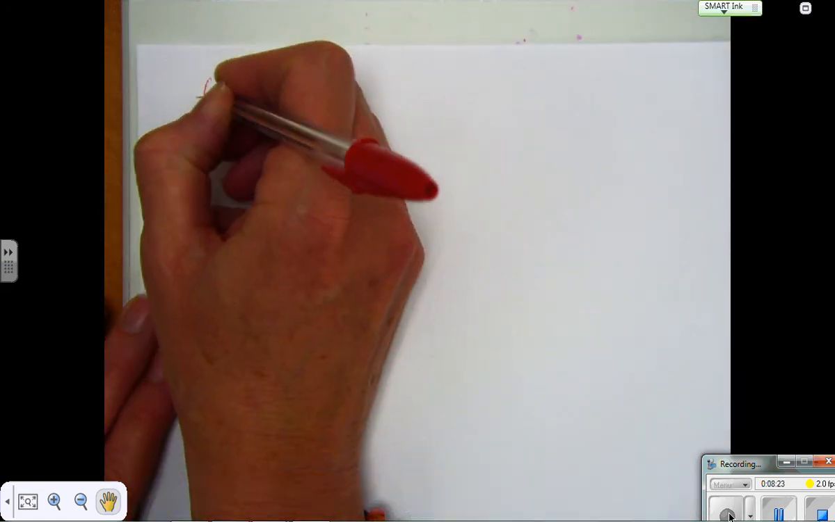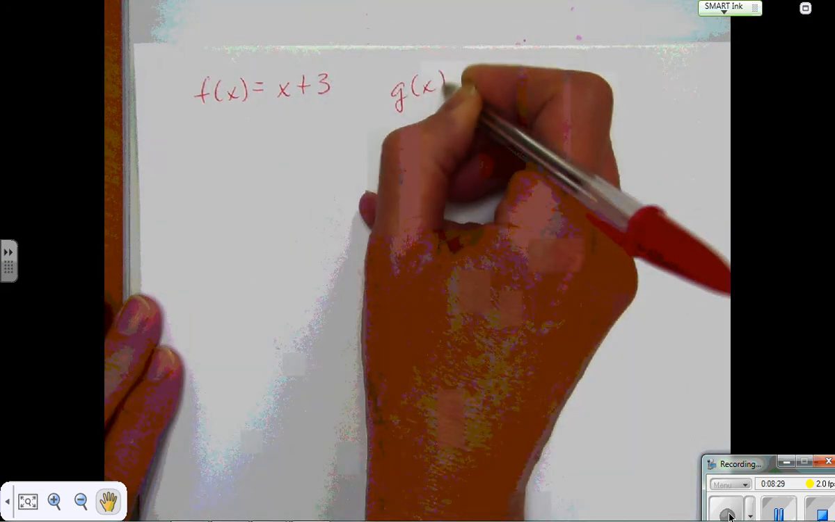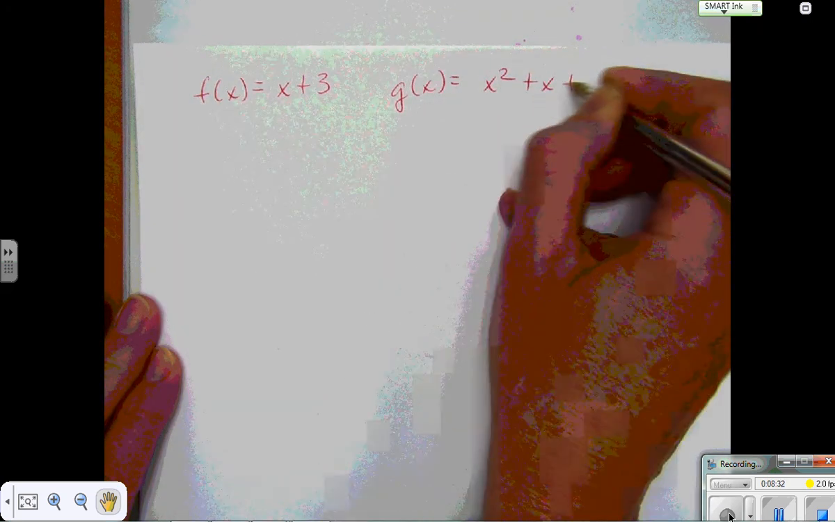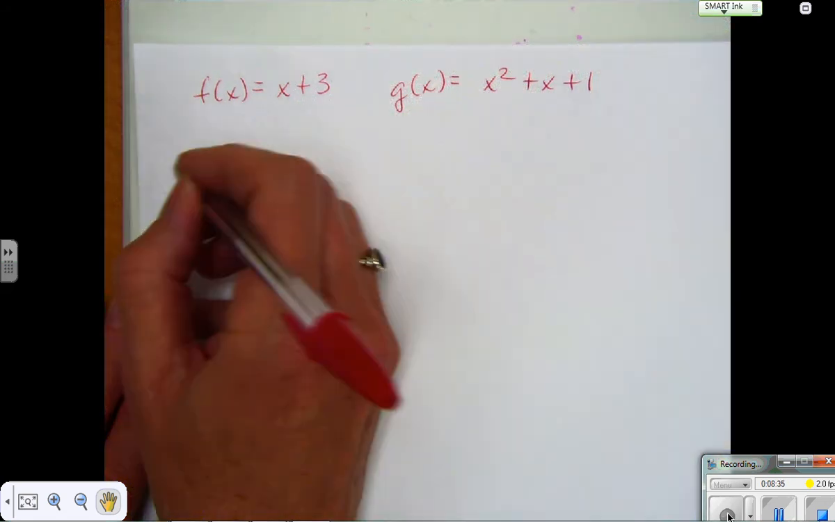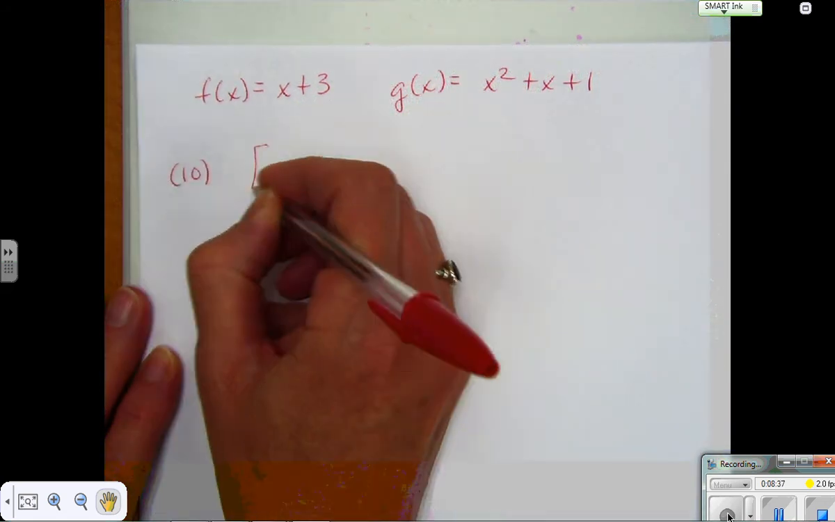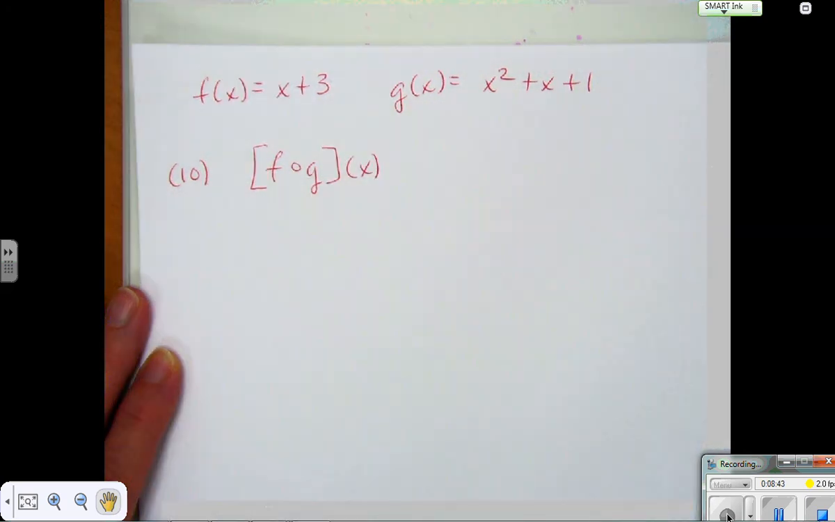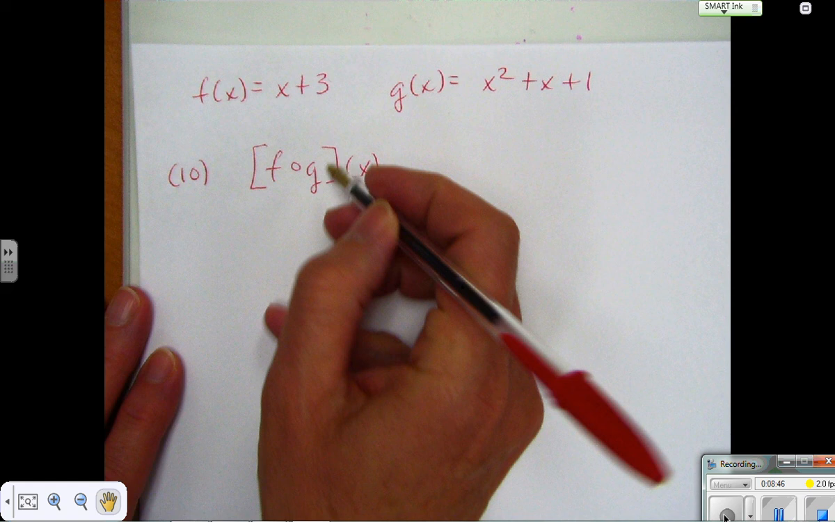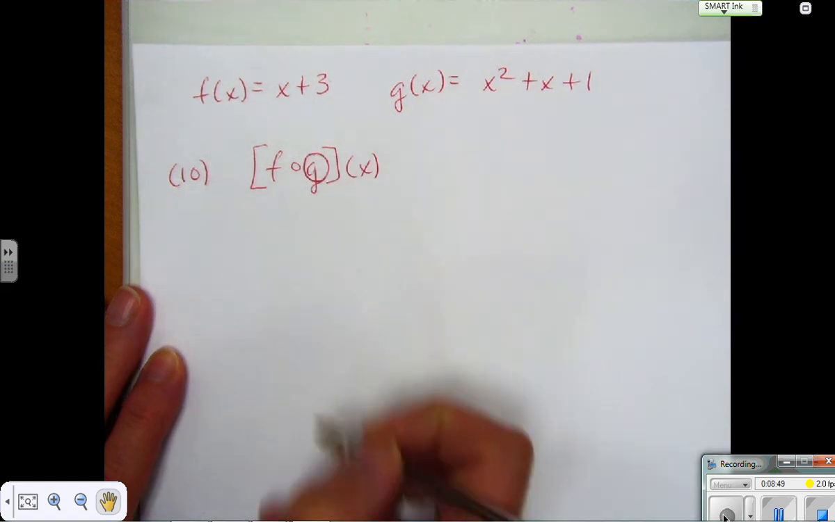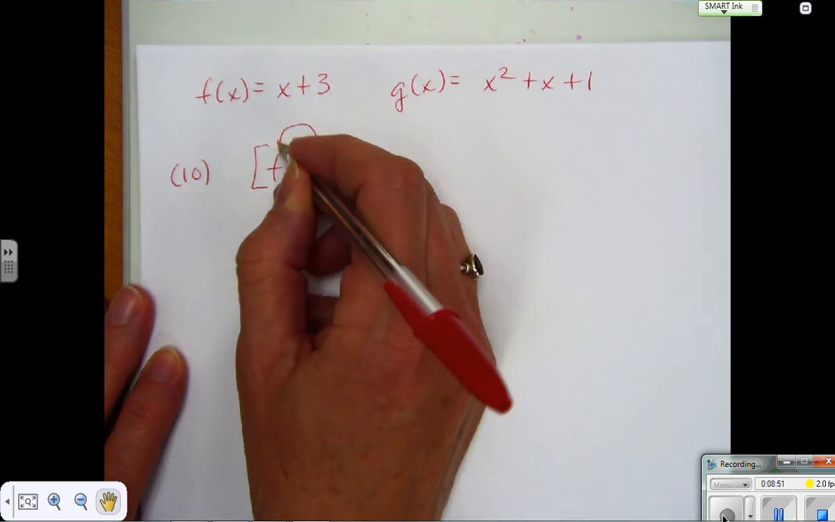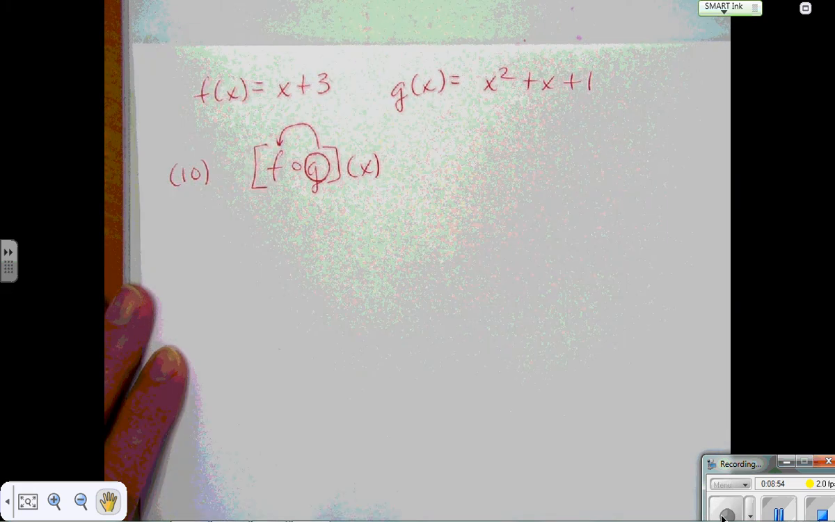Okay, so we just have a little bit more left to go over. It's at the very bottom of the page. It says if f of x is x plus 3 and g of x is x squared plus x plus 1, find, and we're going to do number 10, f of g of x. So it's a composite function, okay? The function that you write last is the one that you're going to put in place for your other function. Okay, so I'm going to take the g and put it into f.